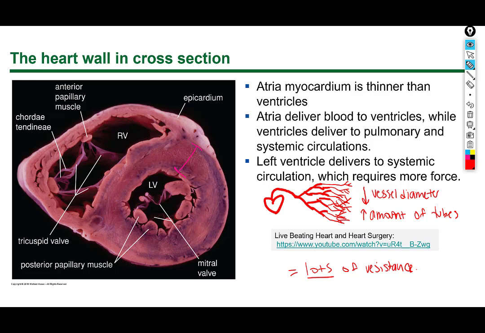So it needs to be able to generate enough force to overcome that resistance to make sure that blood gets to where it needs to go. All the ventricle on the right side has to do is get blood to the lungs. And the lungs are right next door to the heart, so that's a relatively easy task, right? So the idea there is that the amount of muscular work corresponds to the wall thickness, and that's going to differ from left to right depending on the amount of resistance experienced.